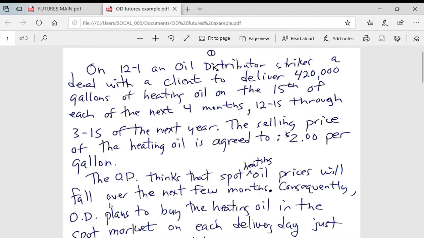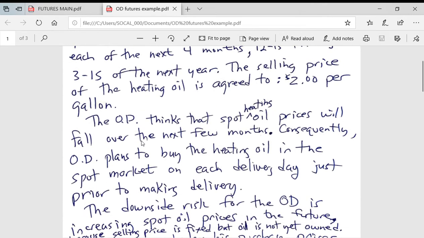I have an example for you to help you understand how futures contracts work. On December 1st, an oil distributor strikes a deal with a client to deliver 420,000 gallons of heating oil on the 15th of each of the next 4 months, December 15th through March 15th of the next year. The selling price of the heating oil is agreed to, $2 per gallon.